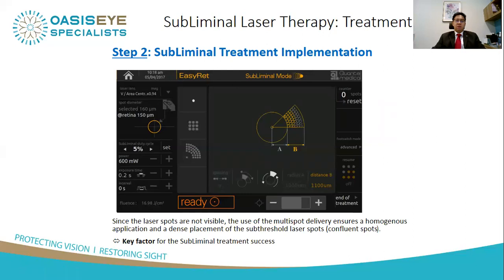Since the laser spots are not visible, you can use the multi-spot delivery system to ensure homogeneous application and dense treatment. However, I don't normally use this. I prefer to use single spot, as a lot of the time the areas of edema are not homogeneous, and you need to use your high magnification contact lens together with the guidance from the OCT printout, the OCT map, to see where the thickened areas you need to treat. So I don't normally use the multi-spot mode for this.